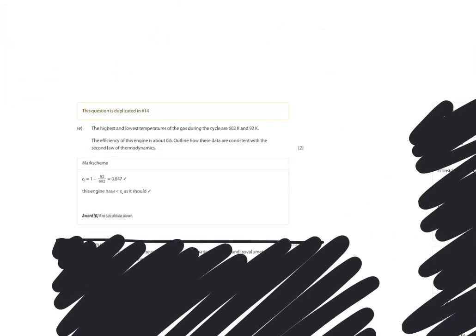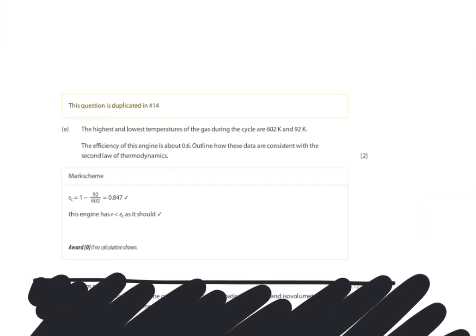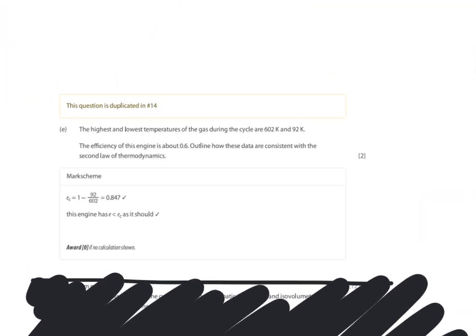And then we have E. Highest and lowest temperatures of the gas are 602 and 92 Kelvin. Efficiency of the engine is about 0.6. How are these data consistent with the second law of thermodynamics? They're using the Carnot efficiency equation here for temperatures, which is eta Carnot equals 1 minus Tc over Th.